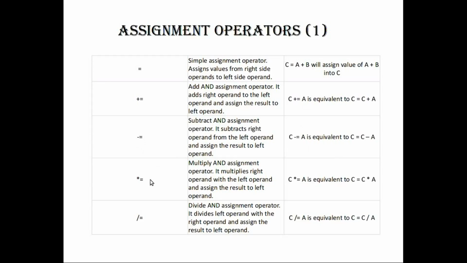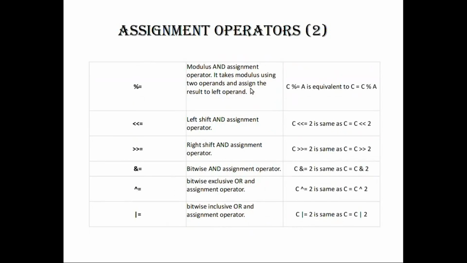Same thing with the multiply and assignment operator. If we say C times equals A, what happens is it multiplies the value of C by A and assigns the result to C, which is the same as this. And it continues like that. The division operator, the modulus operator, we know that the modulus operator always returns a remainder. So when we do C mod equals A, what happens? It divides the left operand by the right operand and then returns the remainder, which is stored in C. So the modulus of this expression will be stored in C.